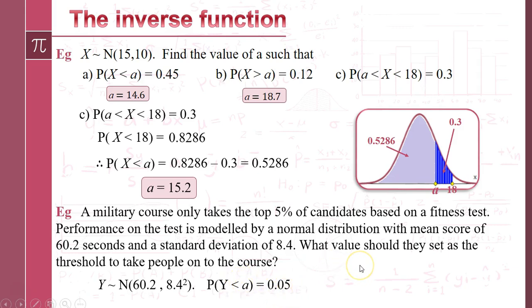So that's what I'm going to put into my inverse normal distribution function on my calculator. And if I do that, I get a value of 46.4. So therefore we're saying the pass mark, or the time they've got to beat to be able to get onto the military course, is 46.4 seconds. And there we go.